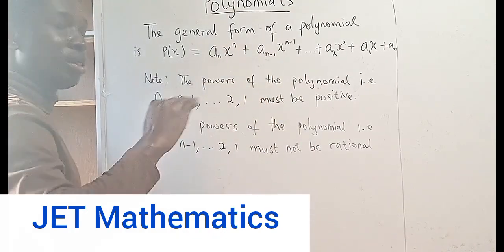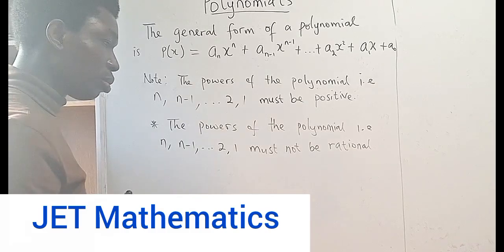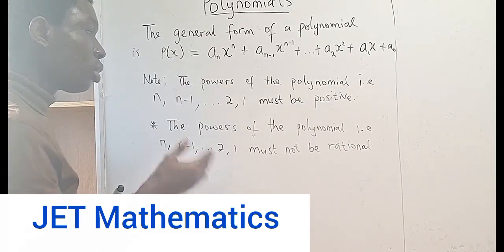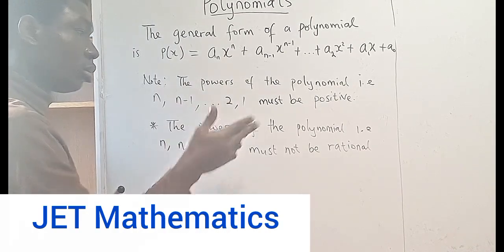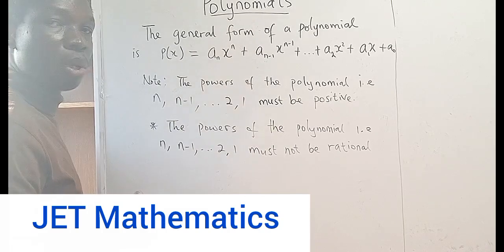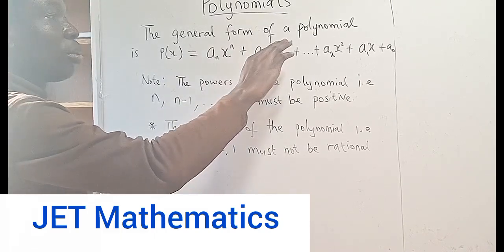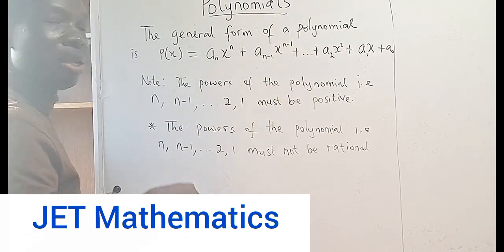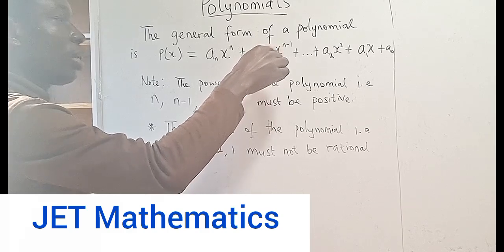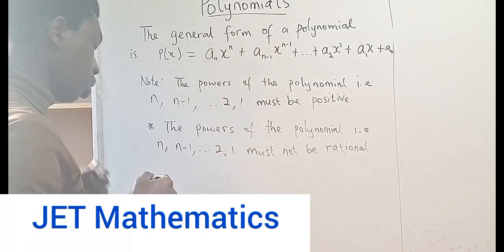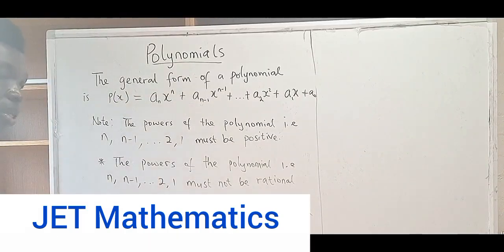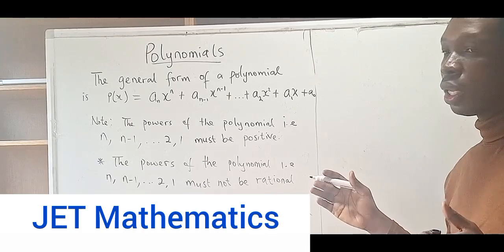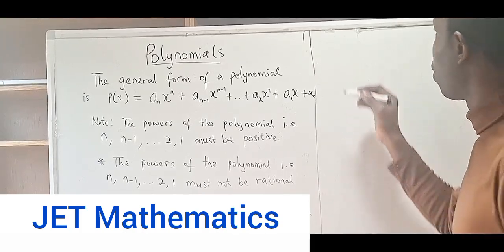If any of the powers is rational, then it is not a polynomial. The variable x cannot be irrational. Another thing to take note of is the number of terms in a polynomial.